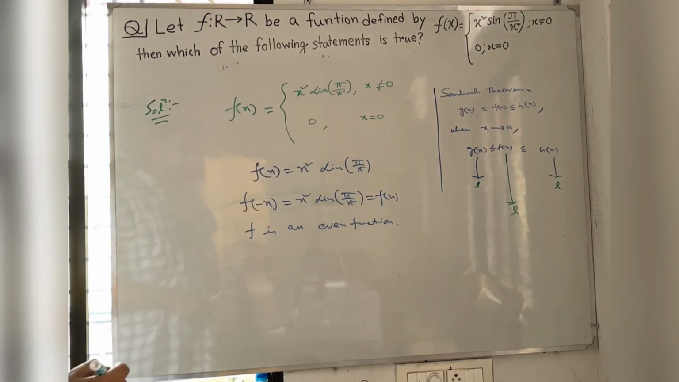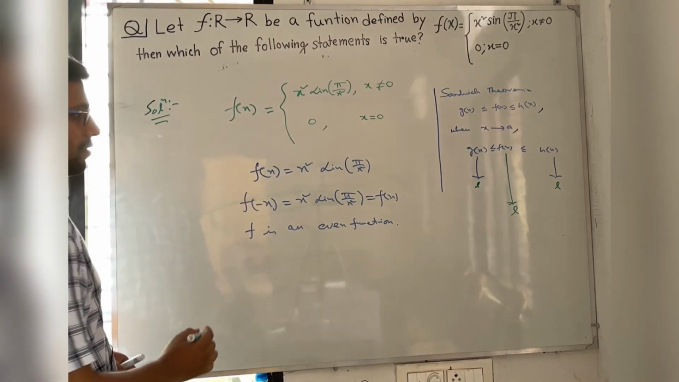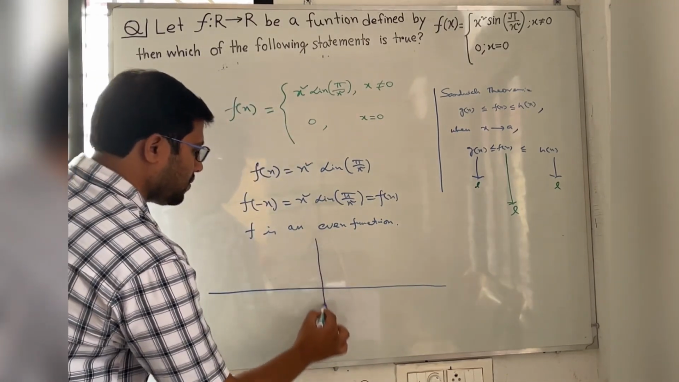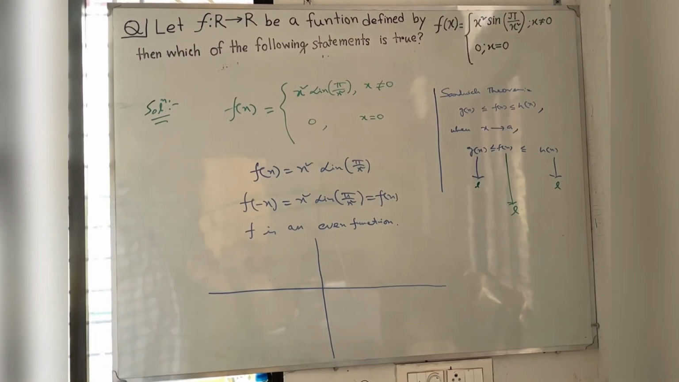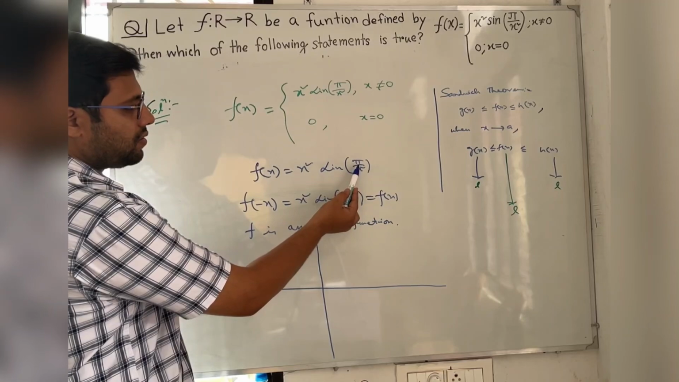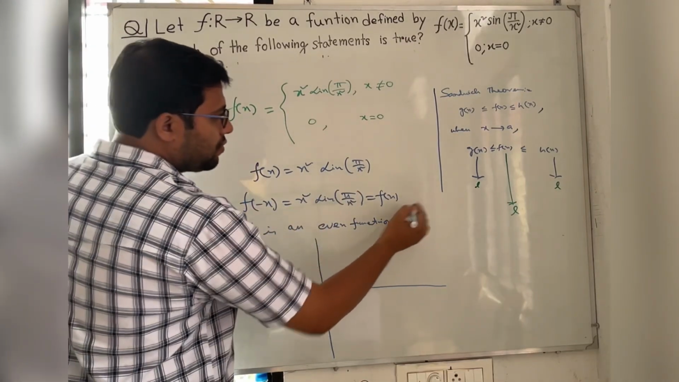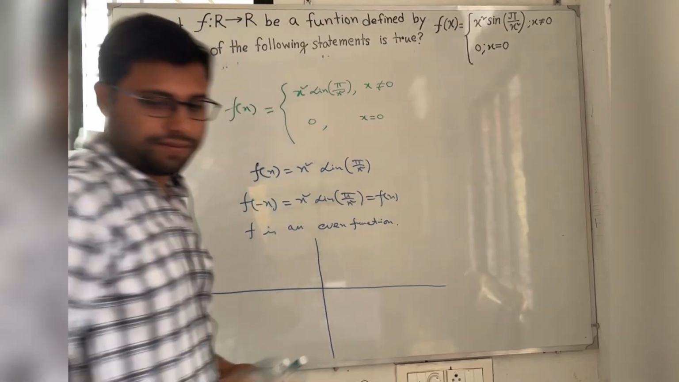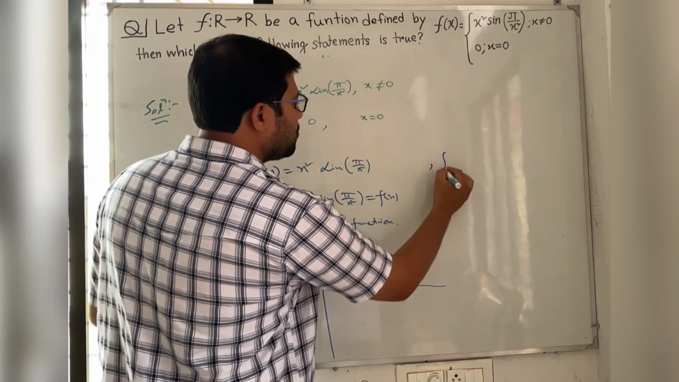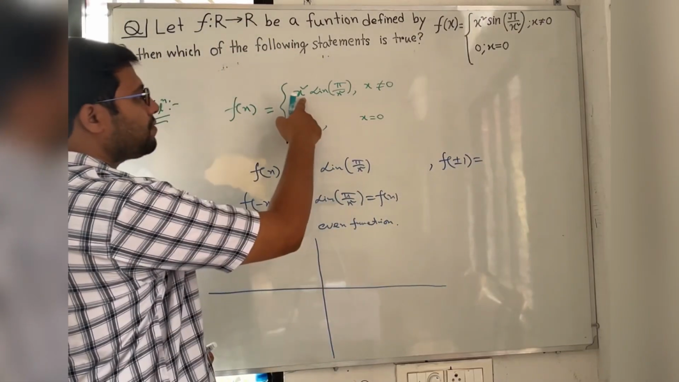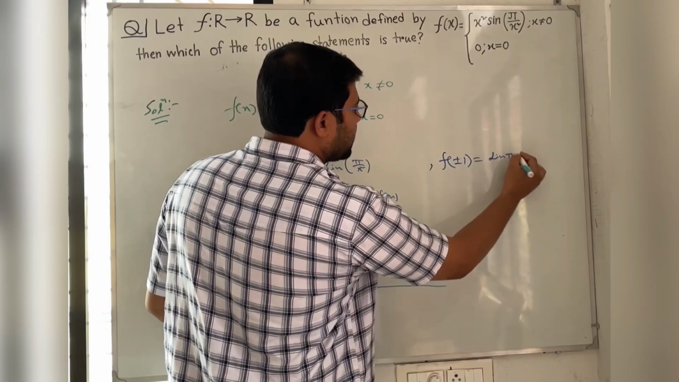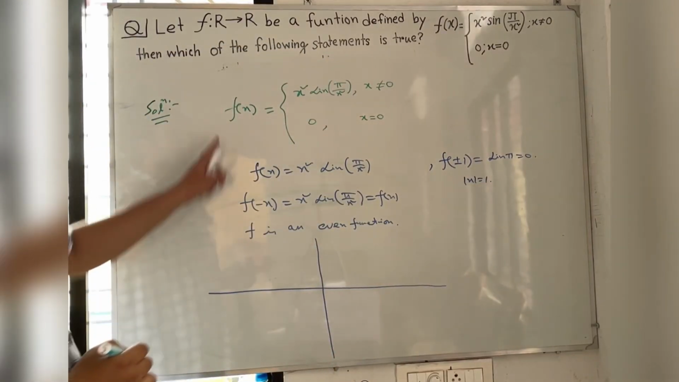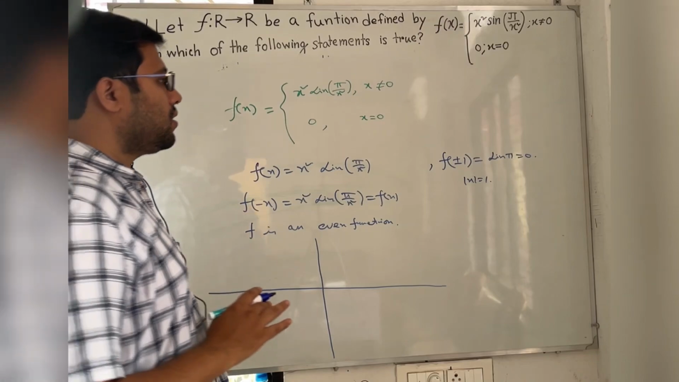One thing we can see is that at x equal to 1 and x equal to minus 1, we have sine pi, and sine pi is 0. So when mod x equal to 1, f(x) will be 0. This is clear.